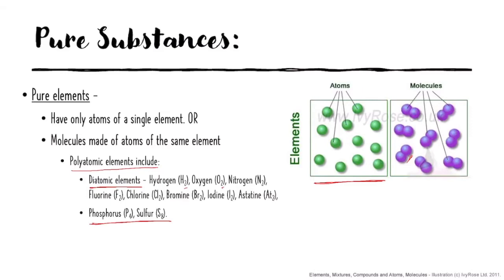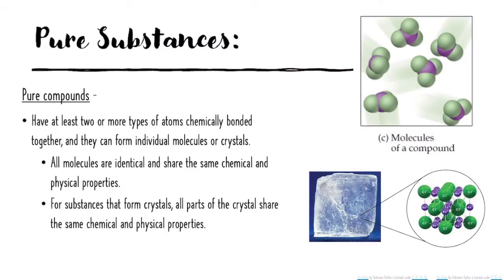All right. The other type of pure substance that we're going to talk about are pure compounds. So a compound is a molecule or a substance that has at least 2 or more types of atoms that are chemically bonded together. And if it's forming a molecule, so this example up here with this box has molecules, and you'll see that each one of these little molecules has 1 purple atom and 3 green atoms. And all of the molecules are identical, and so they're sharing the same chemical and physical properties. And so that's really important when we're talking about pure compounds. All of the atoms, molecules in that substance have to be identical, and if they are, then they'll all have the same chemical and physical properties.